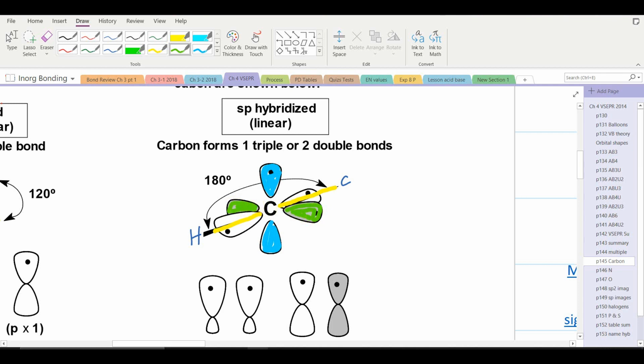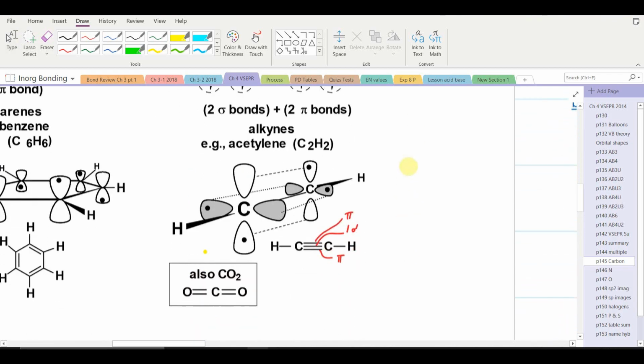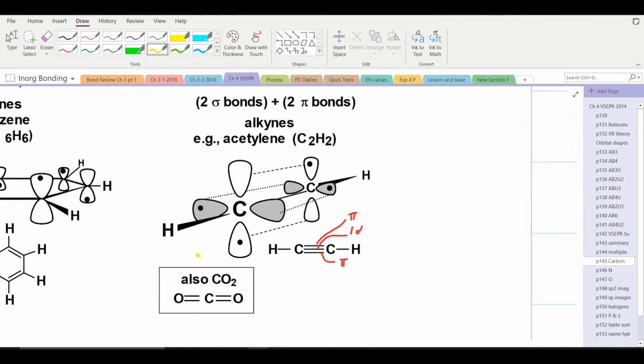Let's try and visualize it here. Here are my 2 sp hybridized orbitals to hydrogen and carbon. Here is the unhybridized pz orbital, which overlaps above and below the plane of the sigma bond to another unhybridized pz orbital from another carbon. That gives me one pi bond.